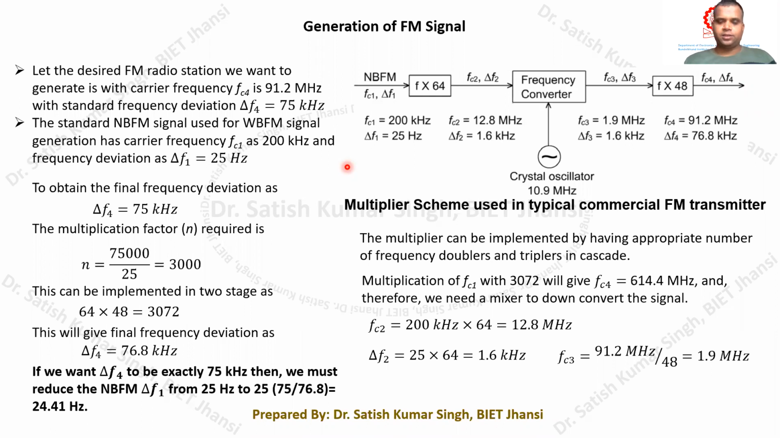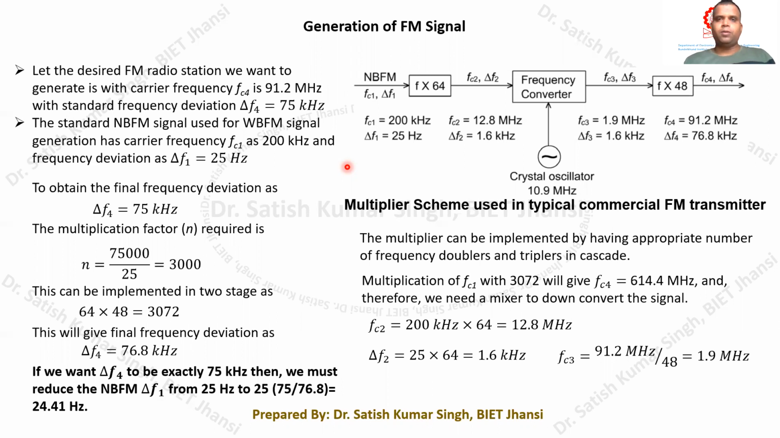So in the last lecture, we have seen the generation of the FM signal by an indirect method. We have already discussed how an FM signal can be generated by using the narrowband FM signal and by using different frequency multipliers and frequency converters. Now in today's lecture, we are going to see FM generation by using the direct method.